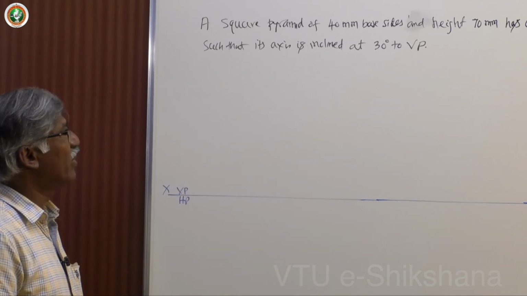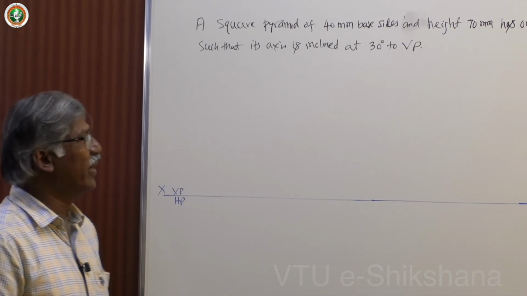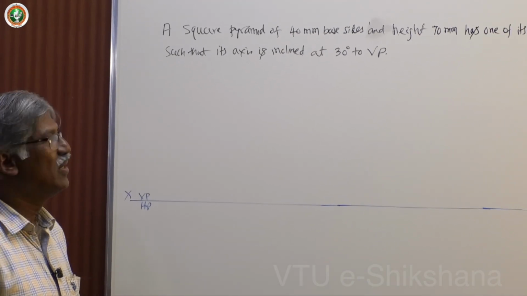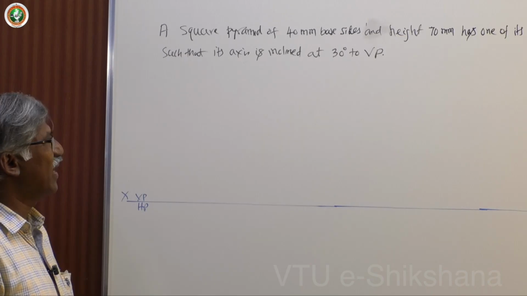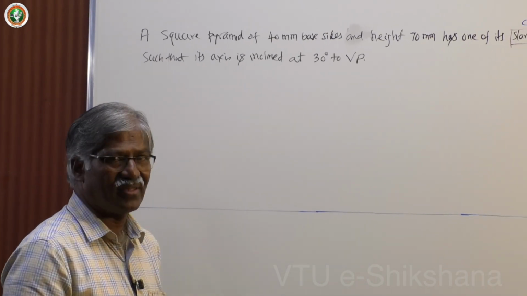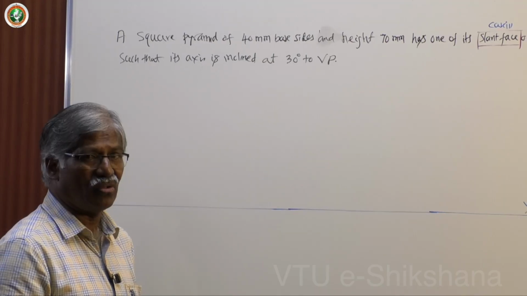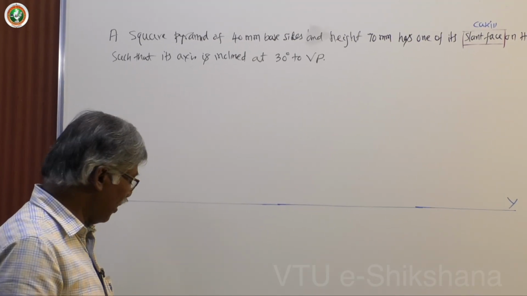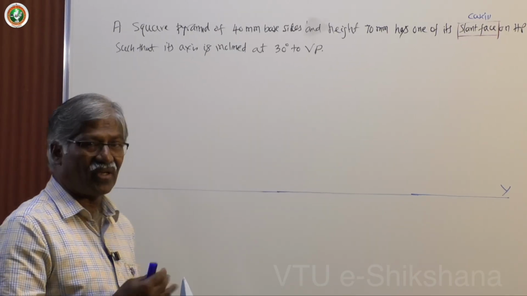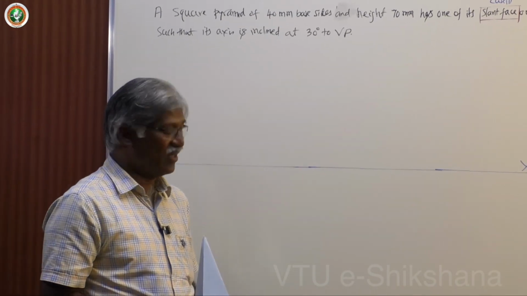Now, we will take a problem. A square pyramid of 40 mm base sides and height 70 mm has one of its slant faces on HP such that its axis is inclined at 30 degrees to VP. I have highlighted the slant face. It can be a slant edge also. I will explain with a simple model what exactly a slant face and a slant edge are. Now, first let us work out the slant face on HP.